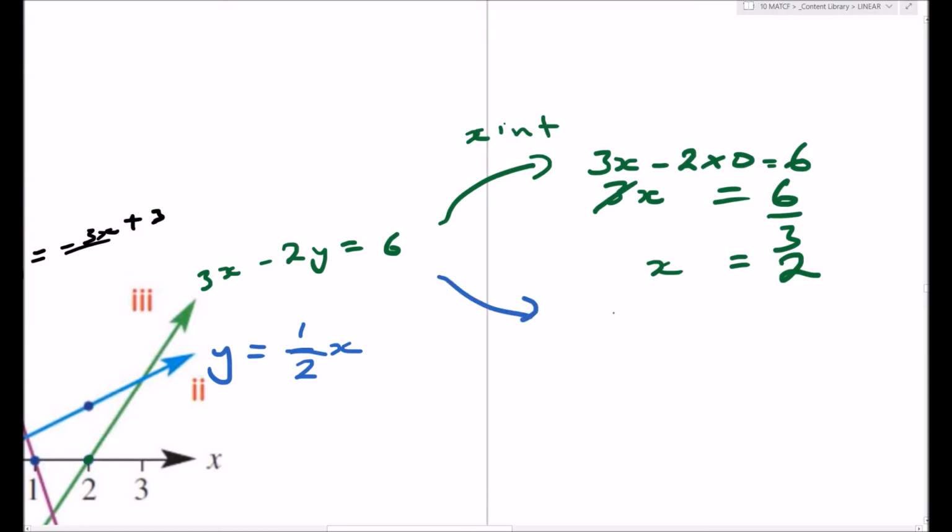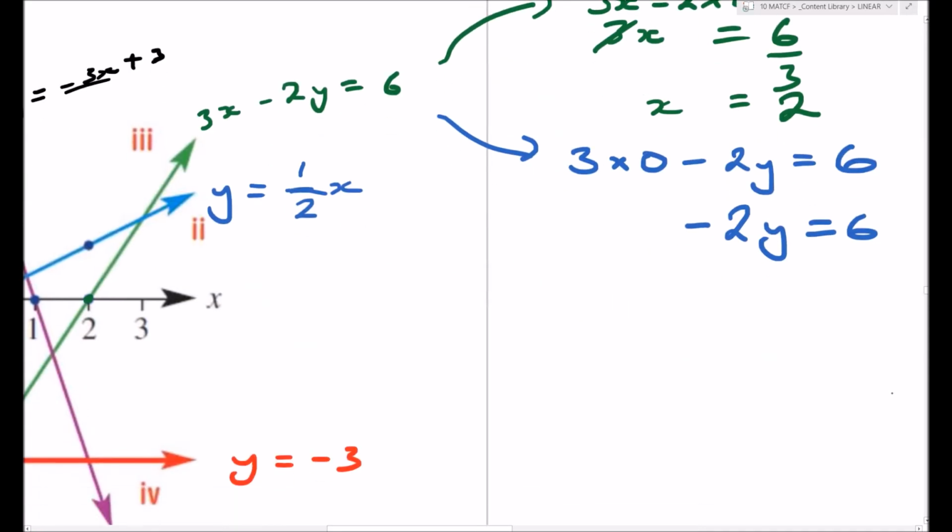So the y-intercept, that's going to be 3x. If you want to find a y-intercept, change x to 0 here. So 3 times 0 minus 2y equals 6. Okay, and now we solve for y. 3 times 0 leaves you with nothing, so you're left with negative 2y equals 6.